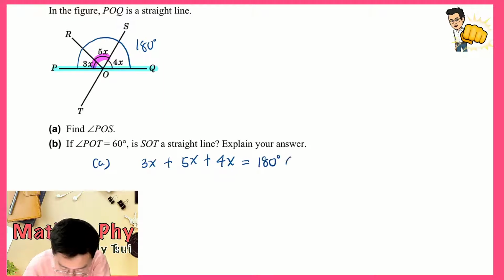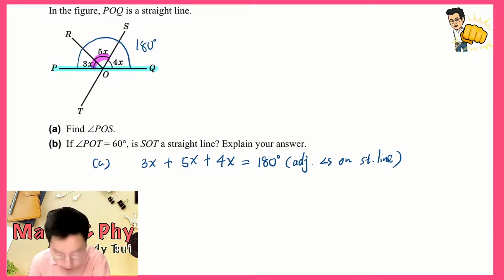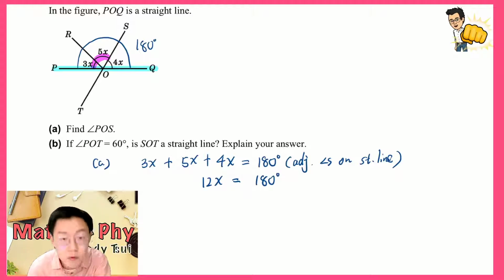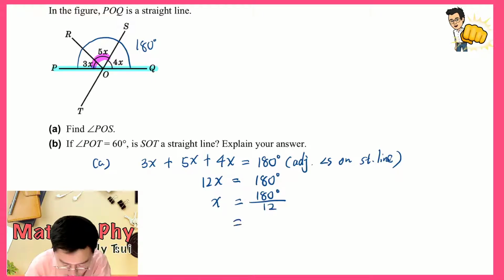180 degrees. And don't forget to write down adjacent angles on a straight line. So we can come up with an algebraic equation, 3x plus 5x plus 4x equals 180 degrees. On the left hand side, 3 plus 5 plus 4 equals 12, so we write down 12x equals 180 degrees. To find x, we transfer 12 to the right hand side, x equals 180 degrees divided by 12, and x equals 15 after my calculation.